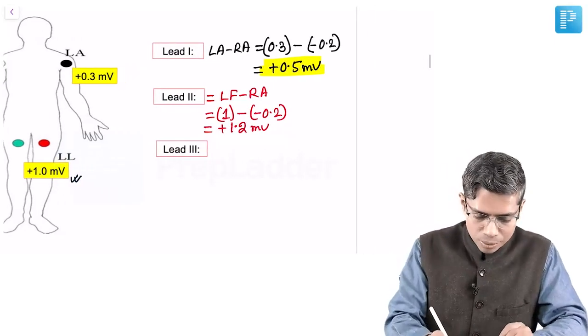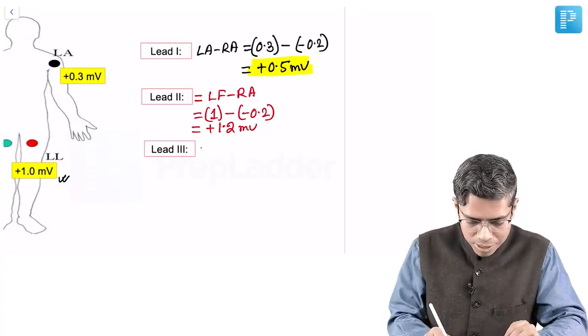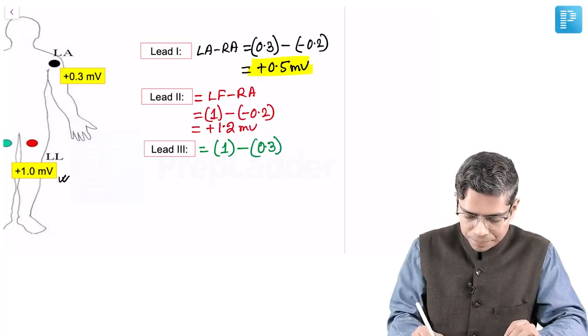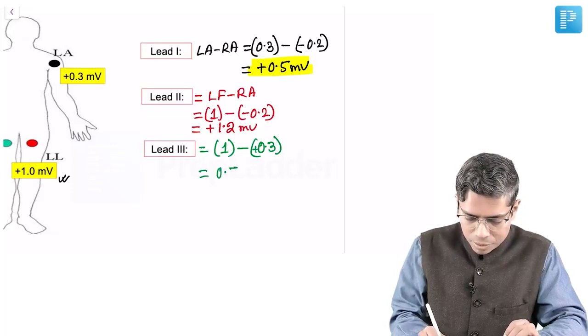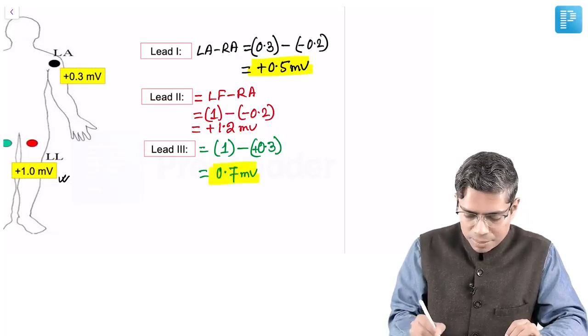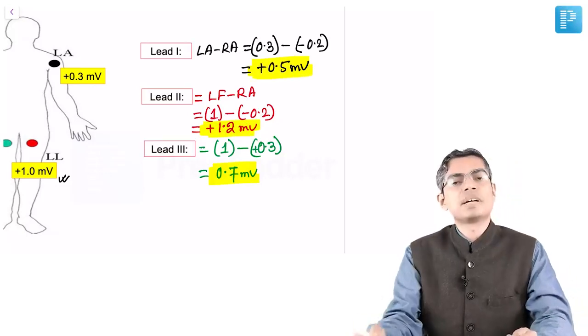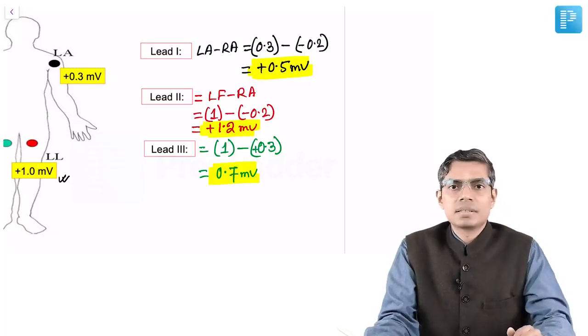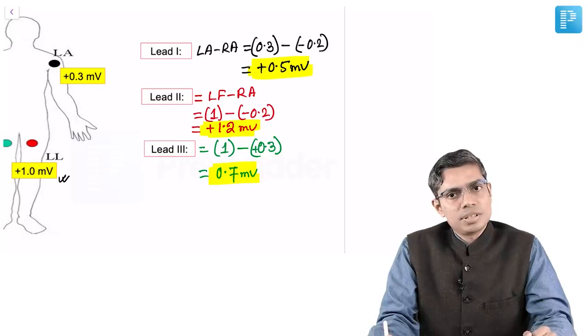Right? I hope you're getting it. And lead 3, if I ask you to calculate, how are you going to do this? This is nothing but 1 millivolt, it is positive, minus 0.3 millivolt, right? So obviously this will be 0.7 millivolt. This is plus 1.2 millivolt and this is 0.5 millivolt. Getting my point? So this way the three bipolar standard limb leads are calculated by the ECG machines.